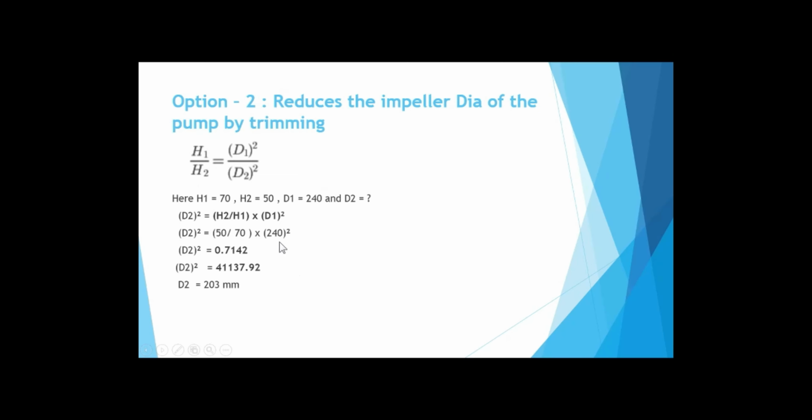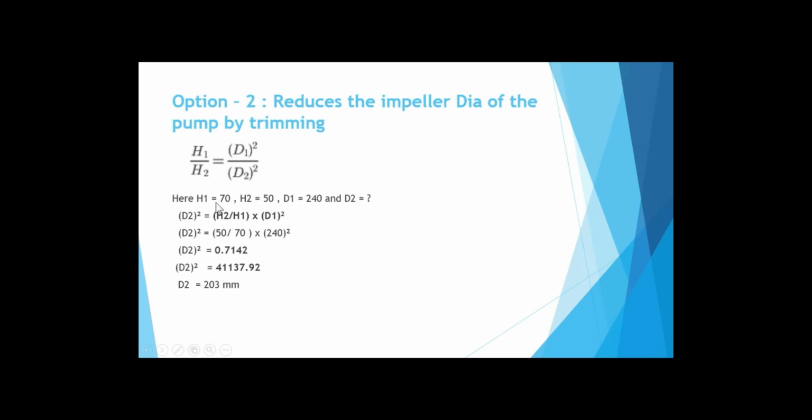Let's go. So we will do the same using option 2, which is reducing the impeller diameter of the pump by trimming. Here we will keep the speed constant, so we are going to change the impeller diameter. We will use one of the affinity laws: H1 by H2 equal to D1 squared by D2 squared.